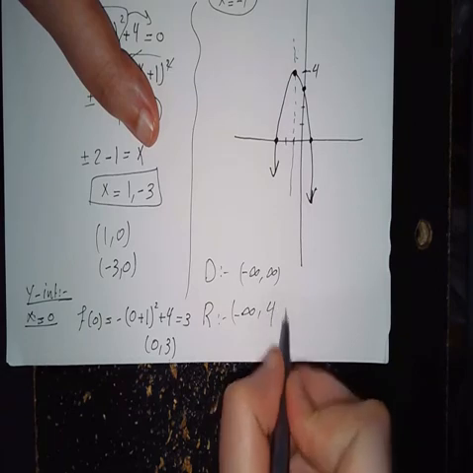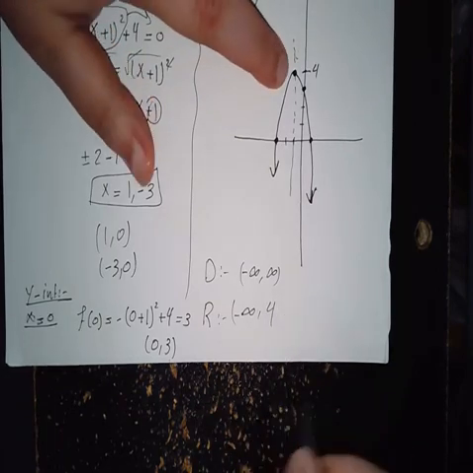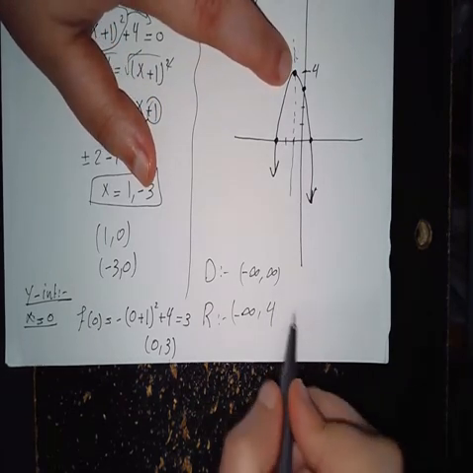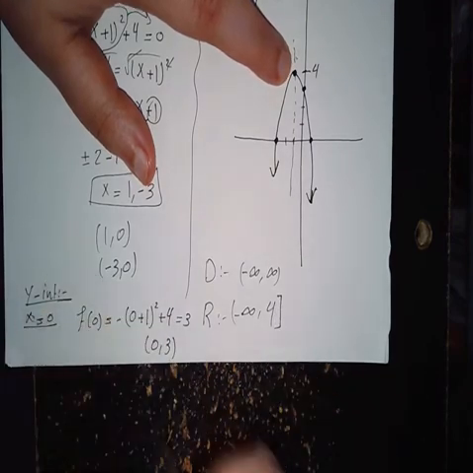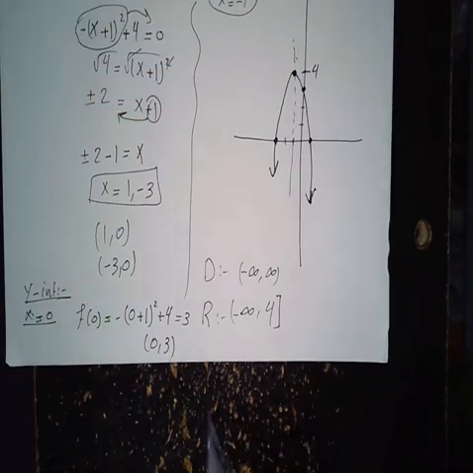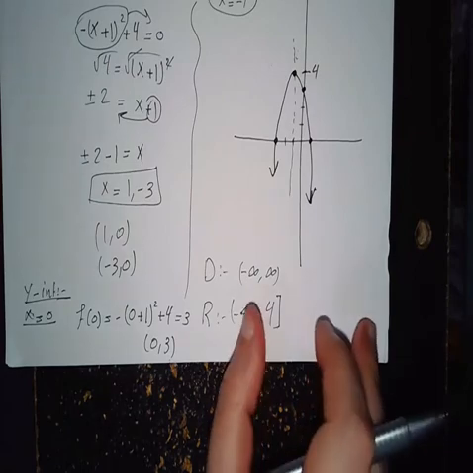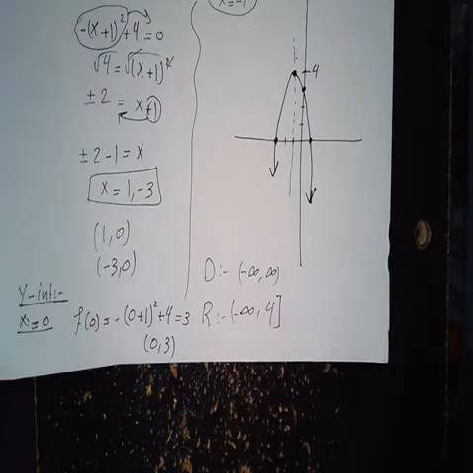Now, is it going to be bracket or parenthesis? Look at the point. It's filled in. It's included, which means it's a bracket. All right? So that was that example.